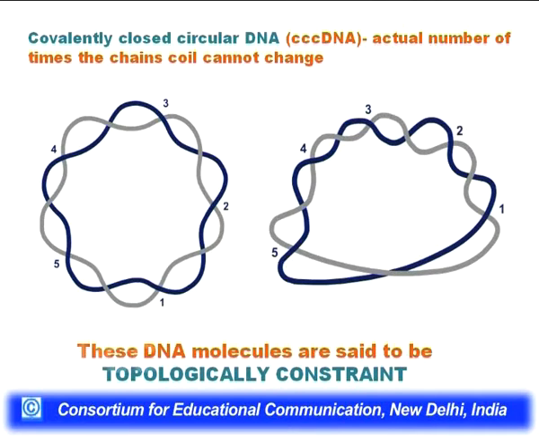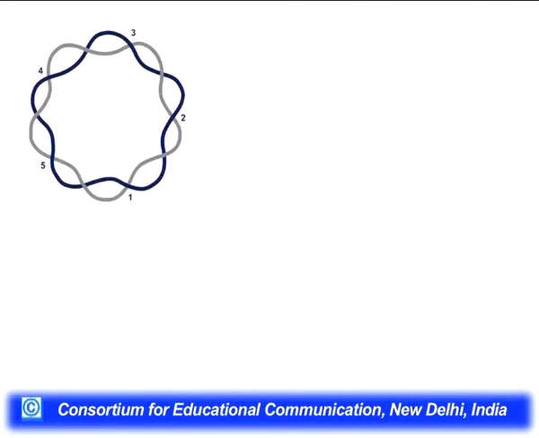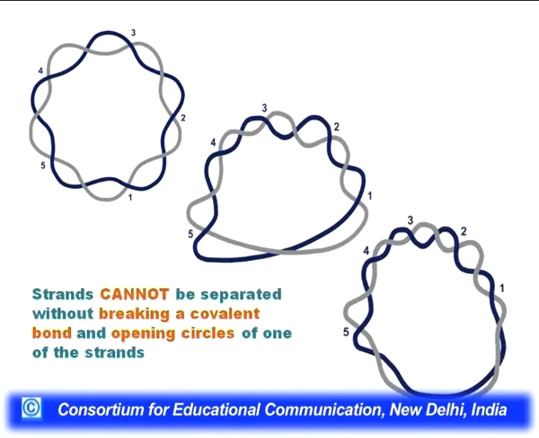The topological constraint can also come up in linear DNA molecules when, for example, they are associated with certain protein molecules. Generally linear DNA molecules can freely rotate and unwind, but when they are associated with certain protein molecules, they also come under a topologically constrained condition, as shown in the diagram. If you want to separate these two strands, they cannot be separated until a covalent bond is broken and one of the circles is opened.